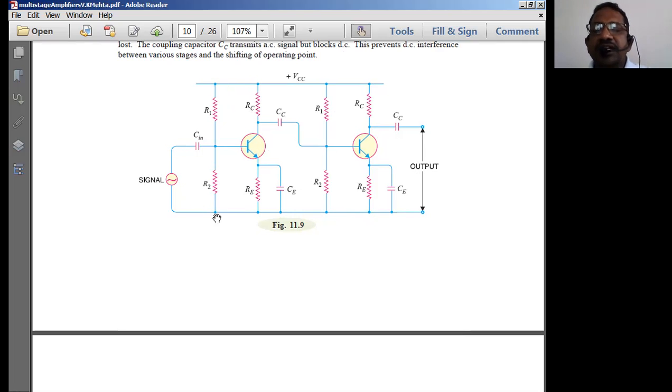this RC coupled amplifier is normally preferred in audio amplifier stages. Audio amplifiers means what? Your loudspeaker applications. Loudspeaker application means what? This amplifier circuit output should be connected to a speaker. The input resistance of a speaker is always going to be very, very low. It is going to be less than 10 ohms in general. So less than 10 ohms is going to be the internal input resistance of the speaker.